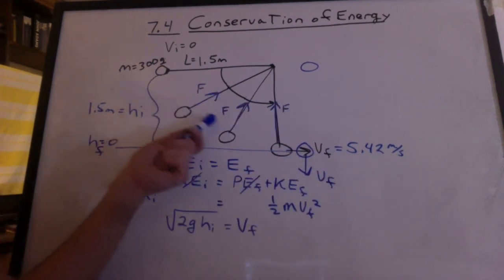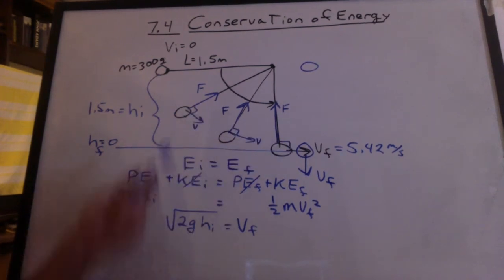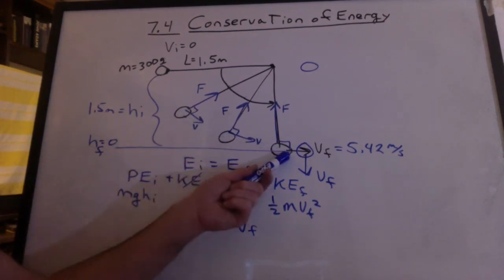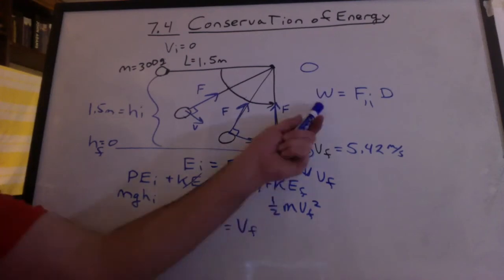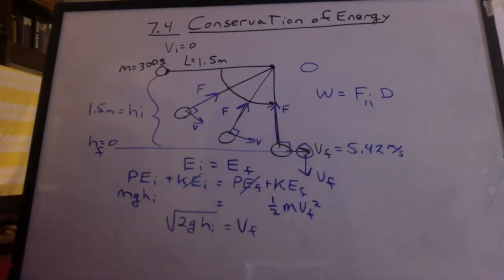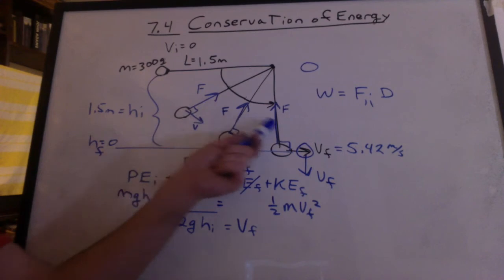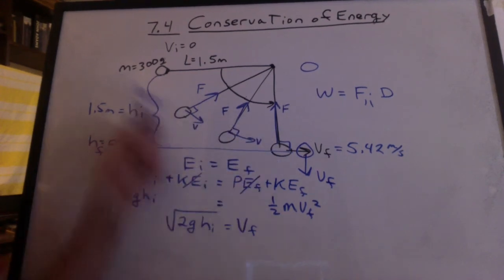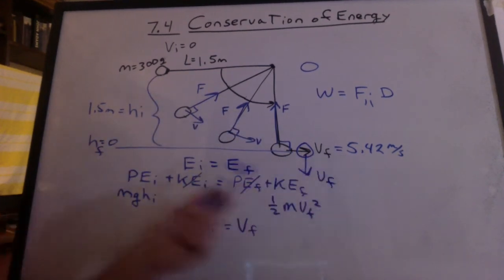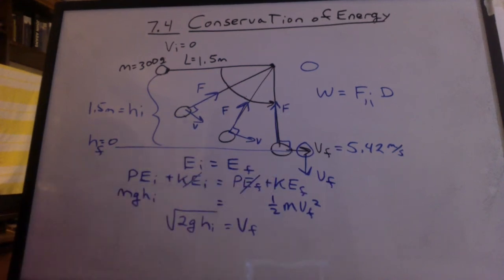You see, you have to take a look at the force of the rope. It's always perpendicular to the velocity. And since work is force parallel times distance, the tension in the rope can do no work. It doesn't change the magnitude of this velocity, it just changes the direction.